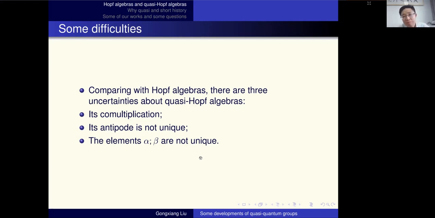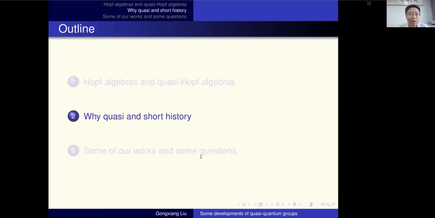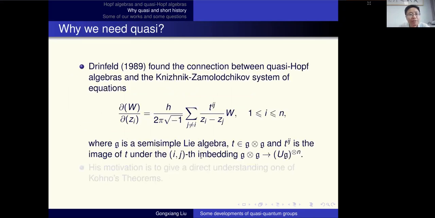Before we say we are stupid, I want to give some evidence to convince us we still know something about Hopf algebra and quasi-Hopf algebra. So what are we knowing? Before that, we need to tell you why we need a quasi-Hopf algebra. It's a complicated concept. I believe, historically, Drinfeld invented this concept.